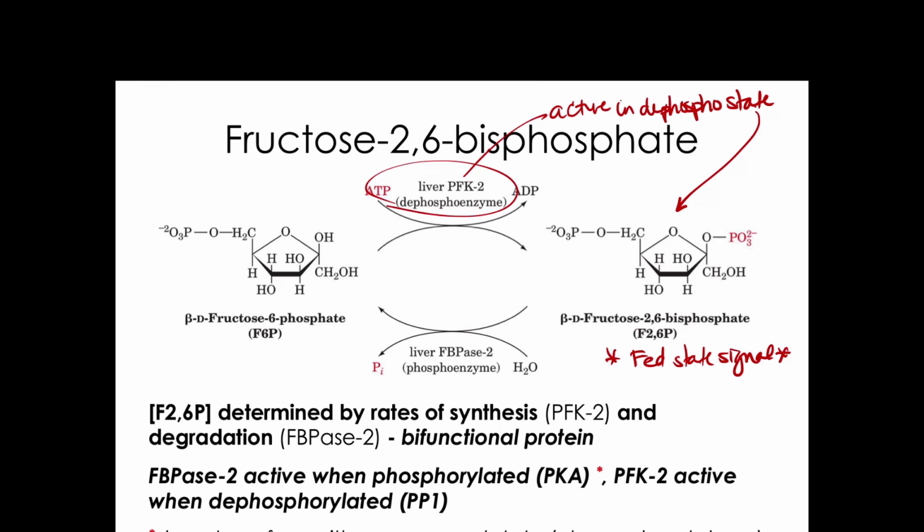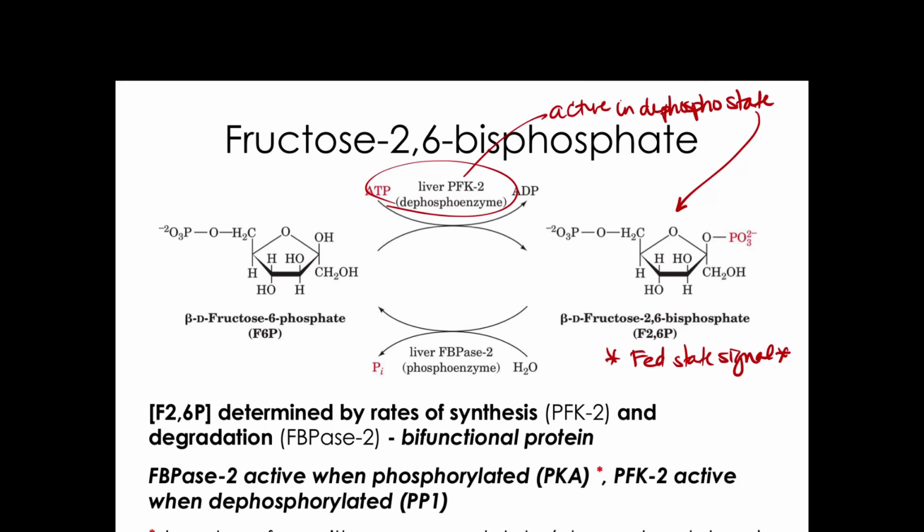Again, let's contrast that to when we've got a phospho system. When we've got a phospho system, this enzyme is going to have its phosphatase activity be active. When its phosphatase activity is active, we're going to be making much more F6P. And again, that's going to be decreasing the concentration of F26P, decreasing that fed state signal. We're actually going to be increasing gluconeogenesis.